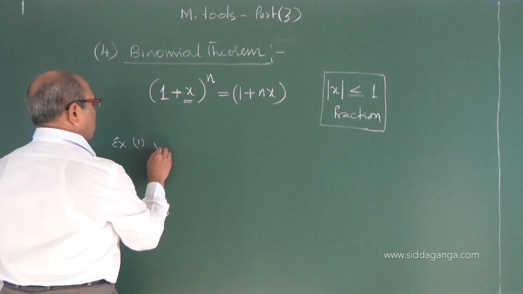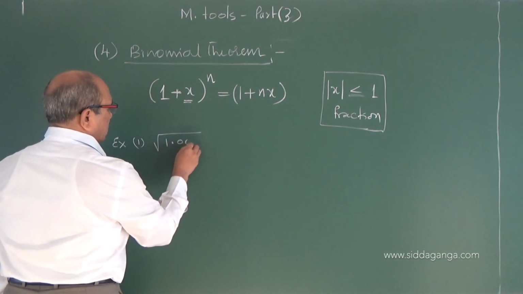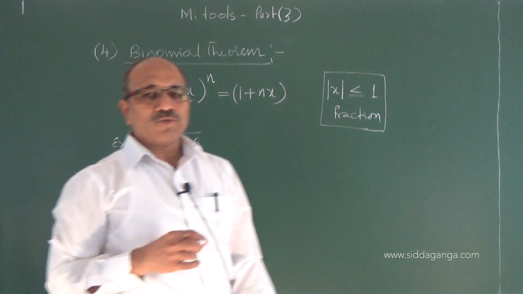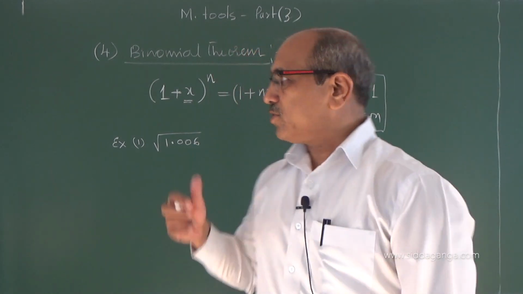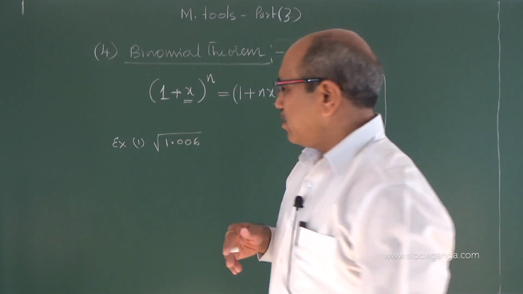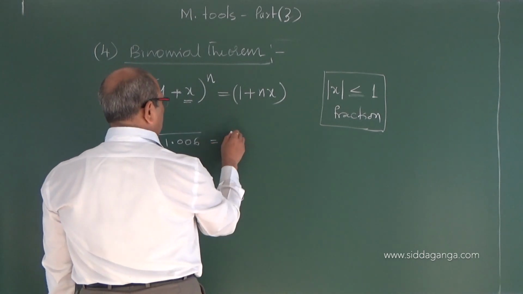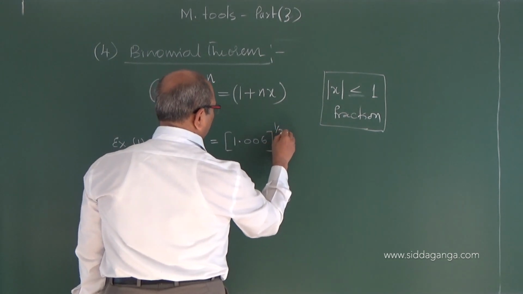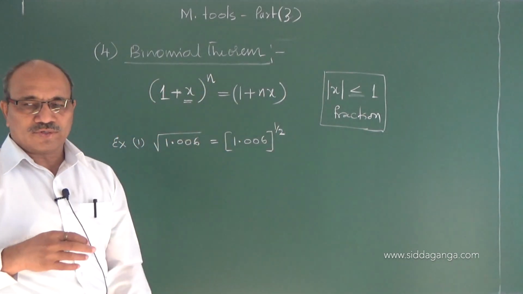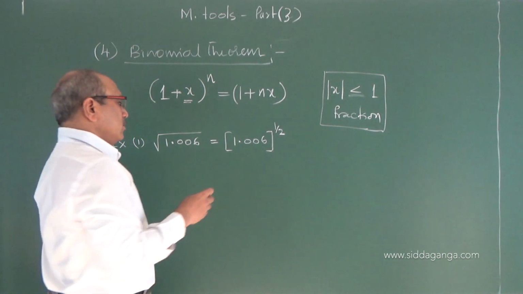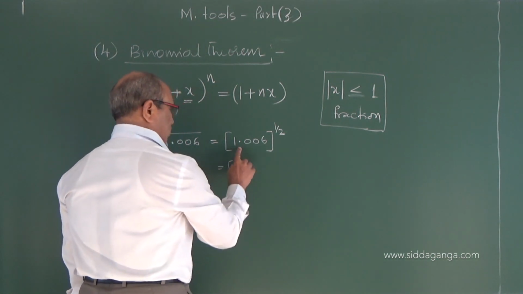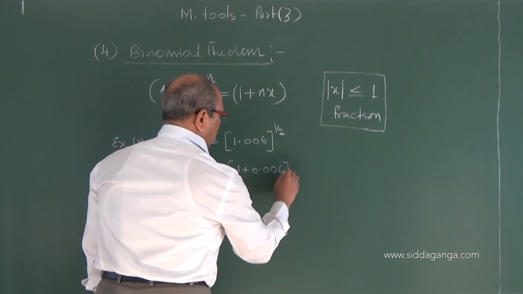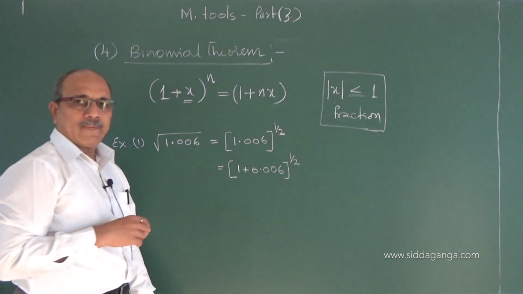For example, if the question arises like: what is the square root of 1.006? This gives you the answer. How can I write this? I hope you are able to write this first in the form 1.006 to the power of half. You know that method, square root. If I write it like this, I can split it also as (1 plus 0.006) to the power of half, right?